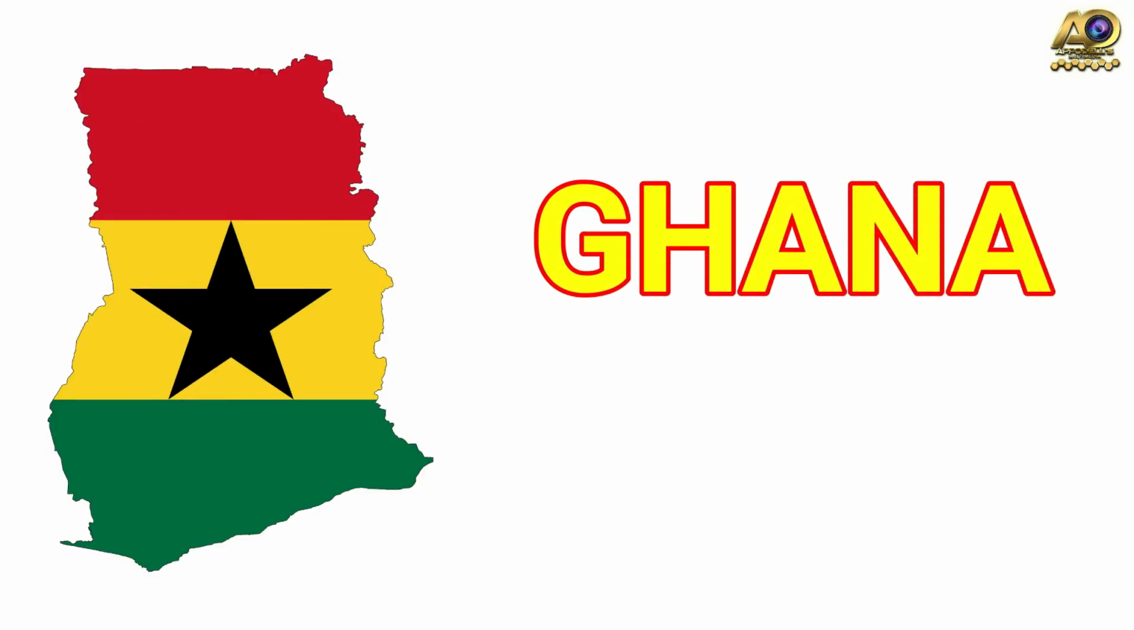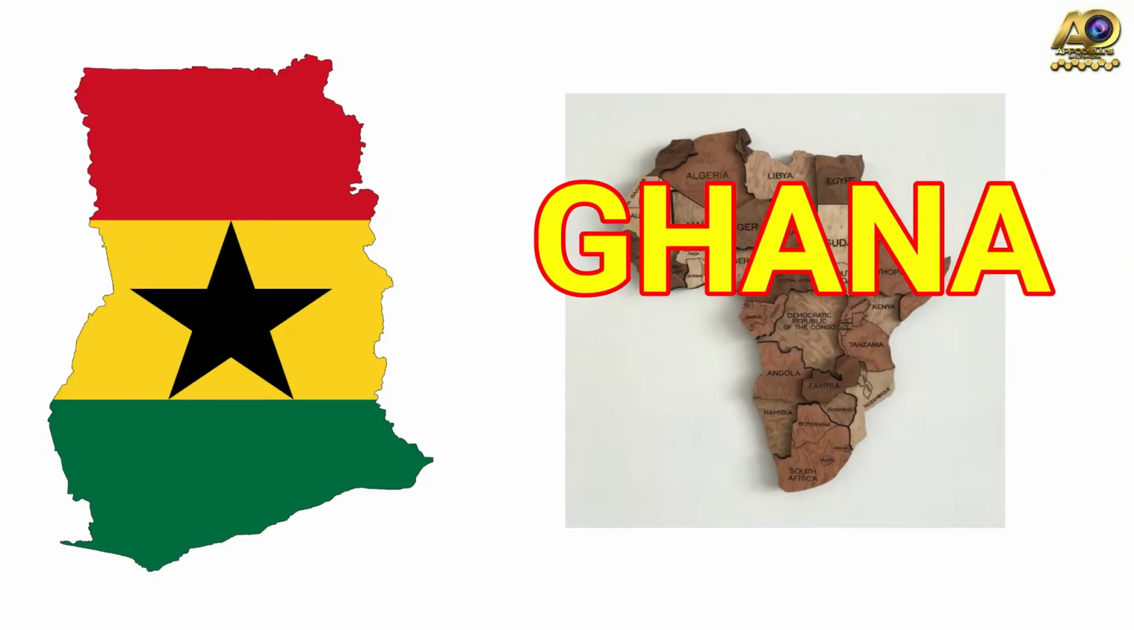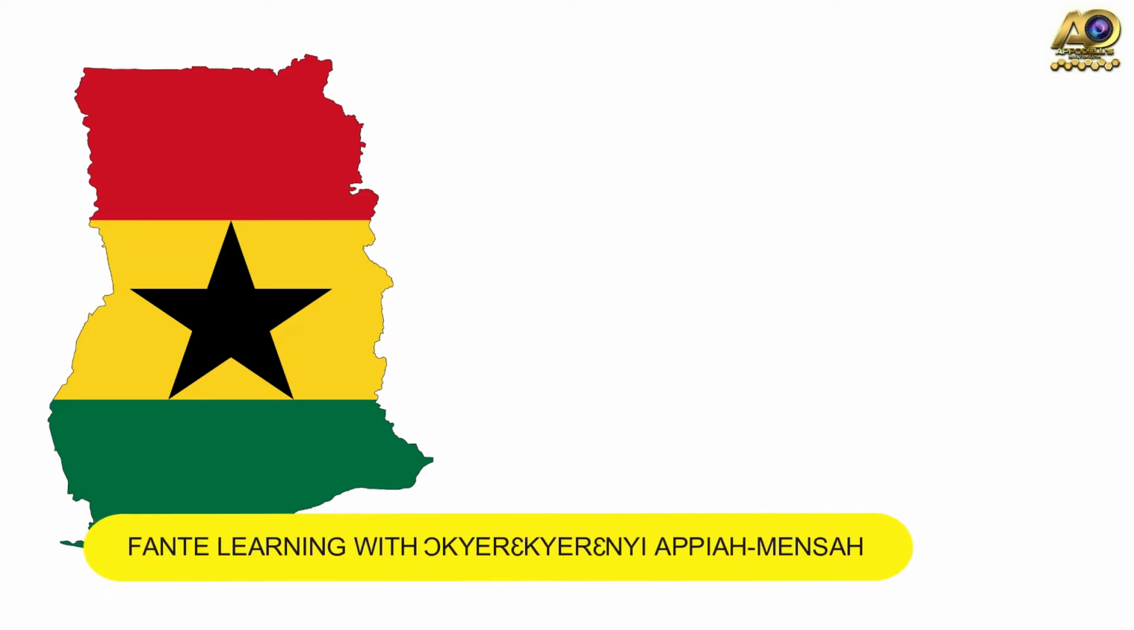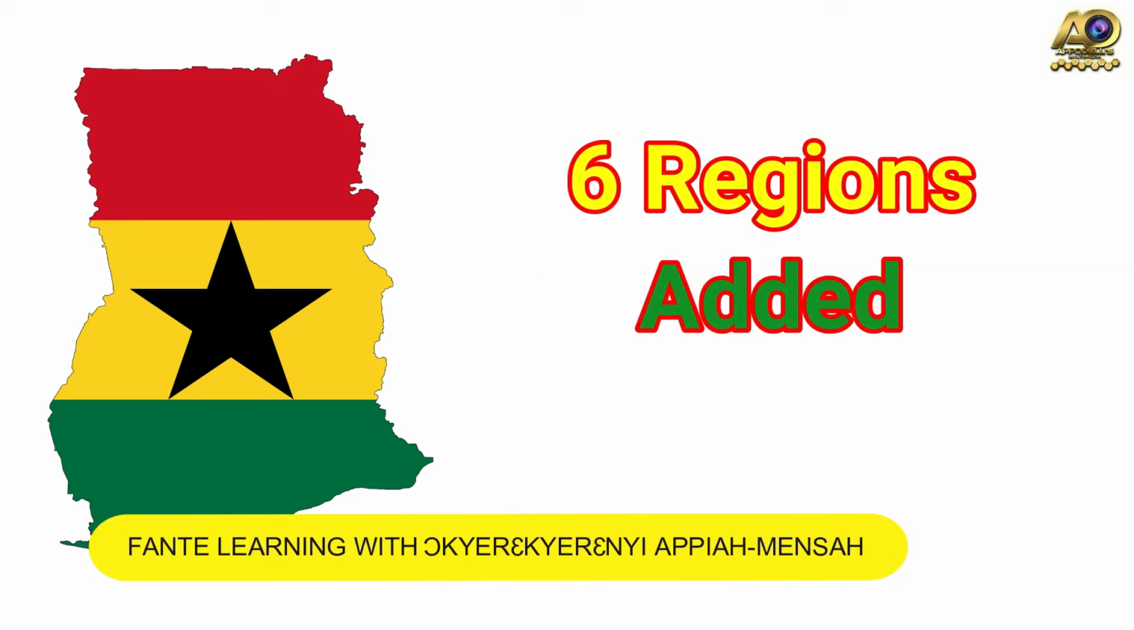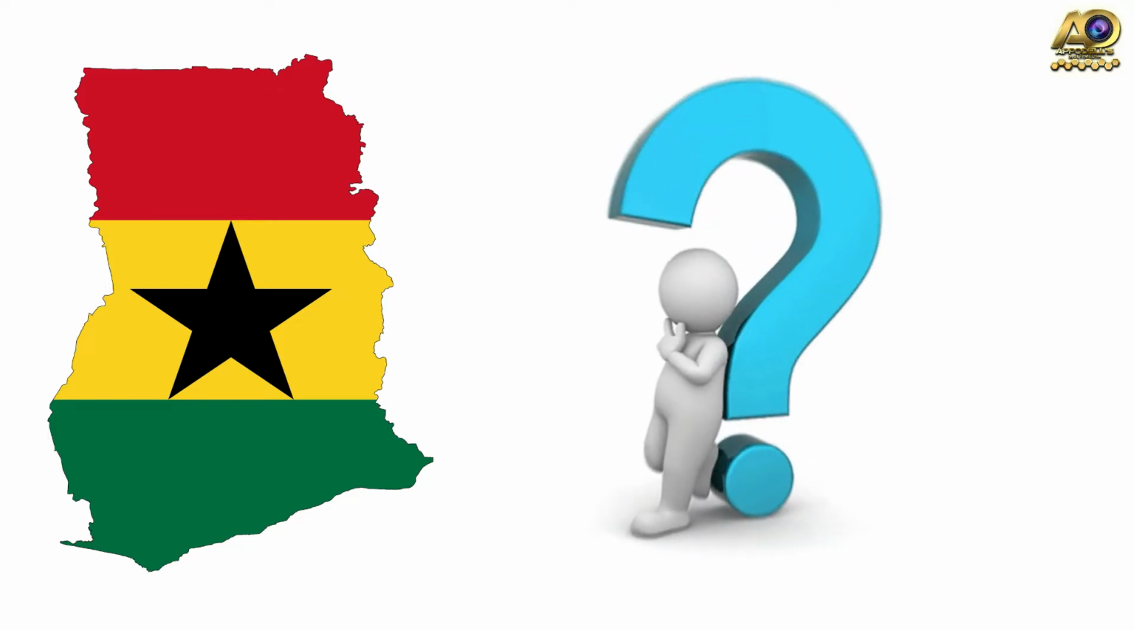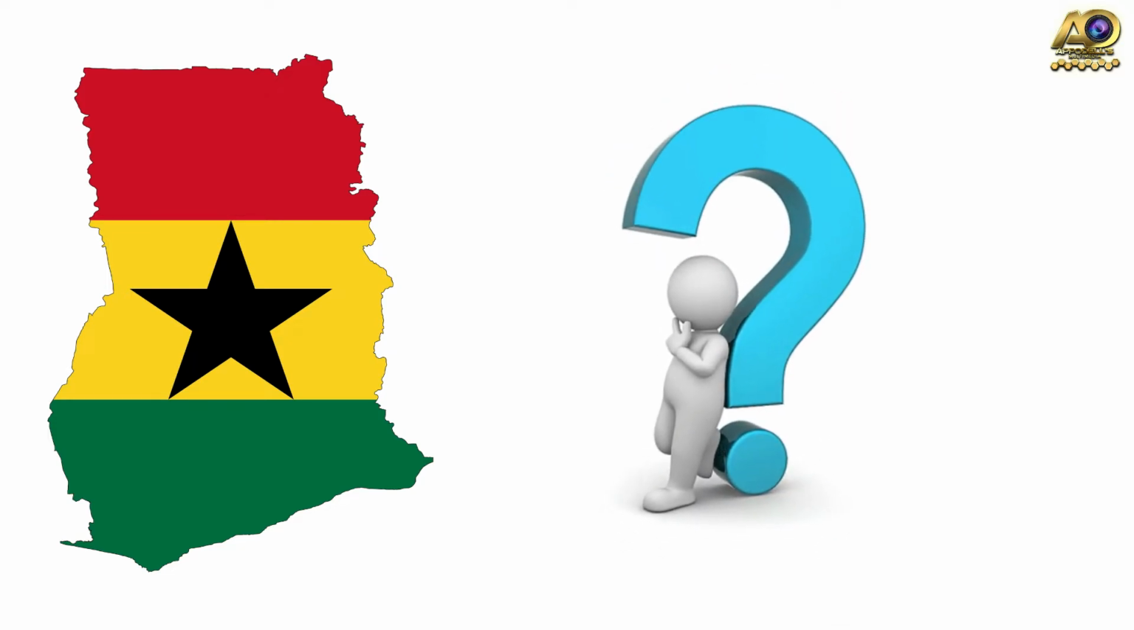Ghana is a country located in the western part of Africa. It used to have 10 regions, but until recently, 6 regions have been added, making a total of 16 regions. Do you know the names of these regions in Fante?